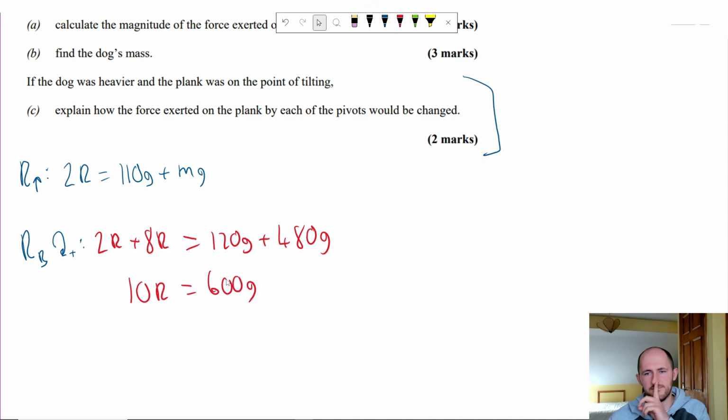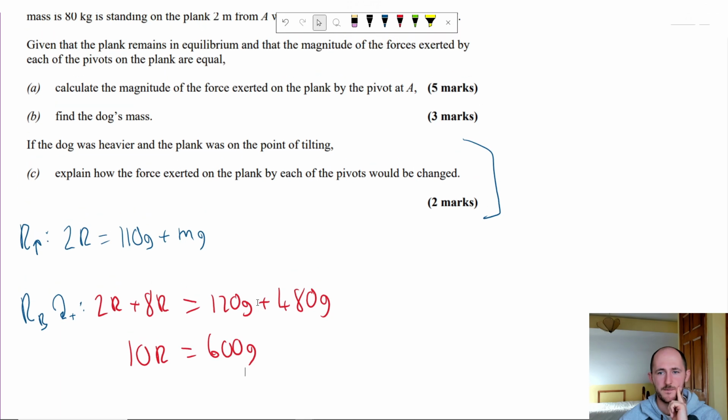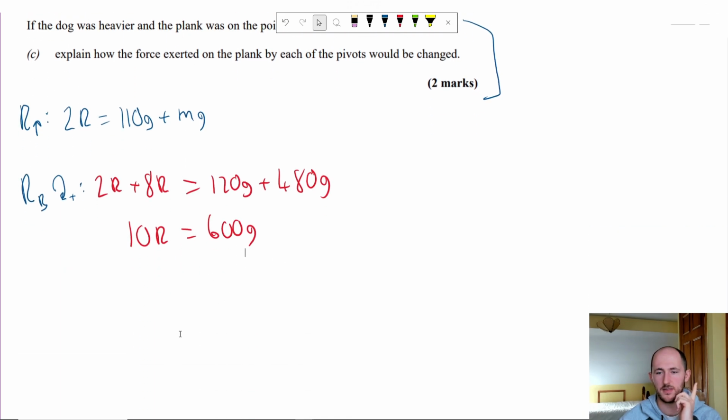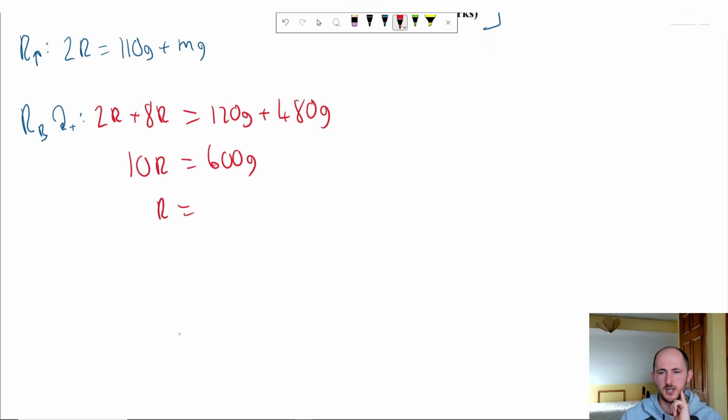And I know that there may be a temptation to just kind of divide by 10 and do all that stuff. In fact, no, that's perfect, yeah. So R is just equal to 60G. That's part A done.